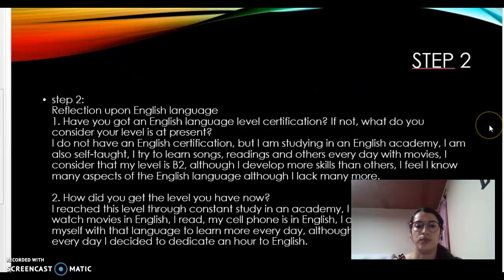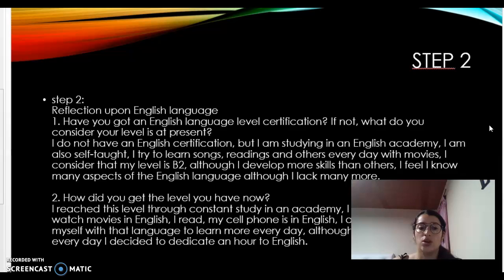Now, Step 2. Reflection on English language. Have you got an English language level certification? If not, what do you consider relevant in preparation? I do not have an English certification, but I am studying English at the academy, and I also study by myself. I try to learn some reading and other things every day, with movies too. I consider that my level is B2. Often I develop more skills than others. I feel there are many aspects of the English language I am still learning.